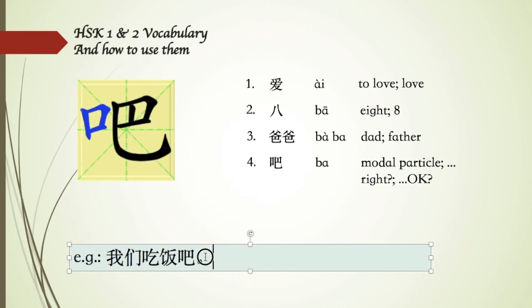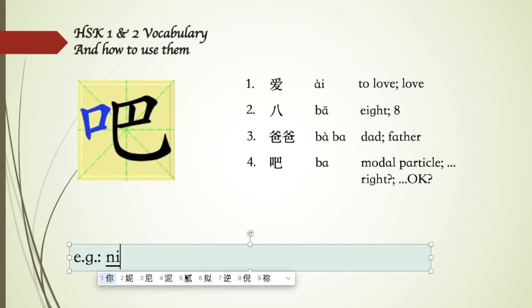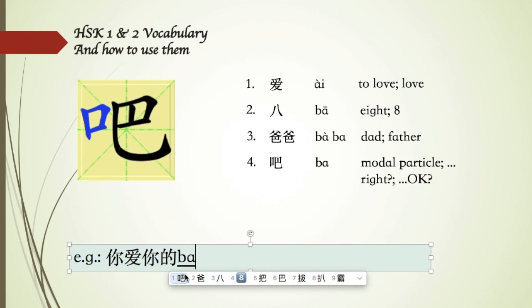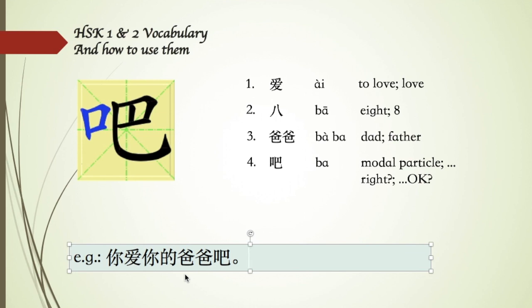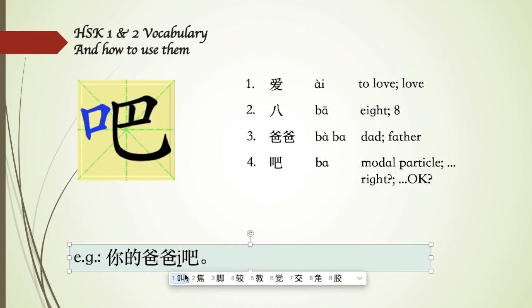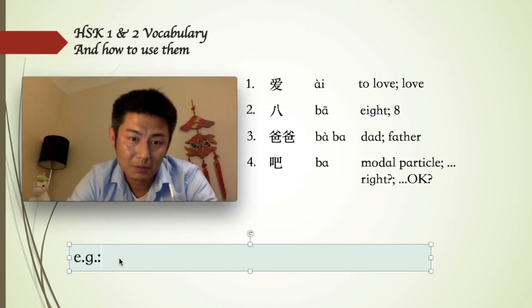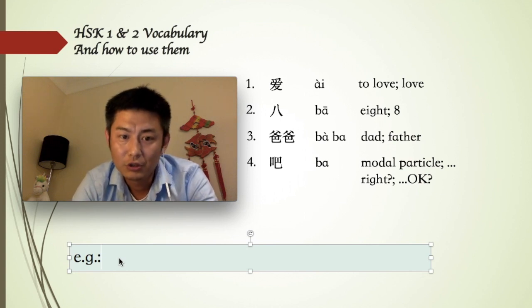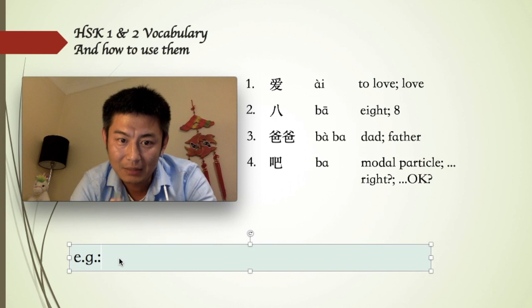Or it could be also a sort of a guess. For example, let's use all the vocabularies we just learned. 你爱你的爸爸吧? You love your daddy, right? Or 你的爸爸叫 Jack 吧? It's a sort of a guess. It's an assumption, but a polite one. So that's what a ba is. I know this ba might be a bit difficult to get, but I hope through many examples in the future, you will finally be able to know what it exactly means.